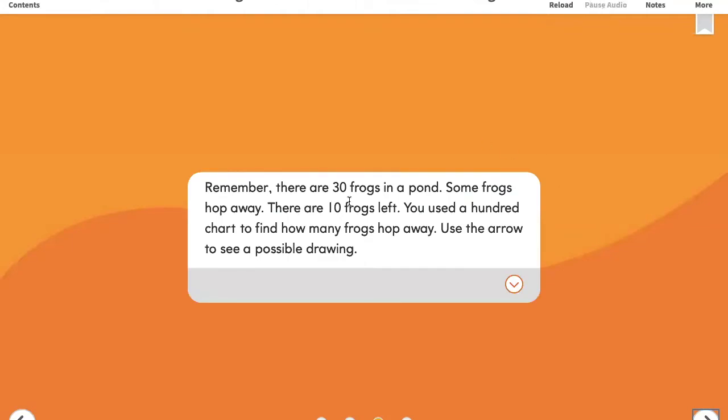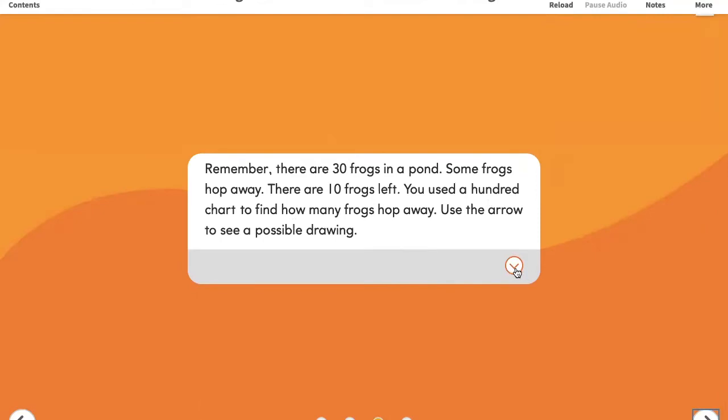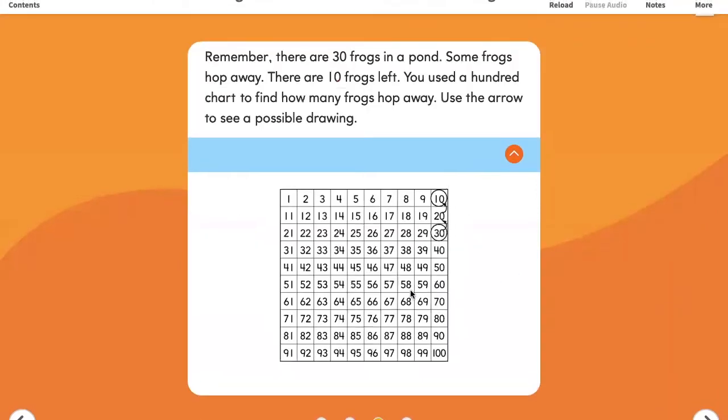Remember, there are 30 frogs in a pond. Some frogs hop away. There are 10 frogs left. You used a 100 chart to find how many frogs hop away. Use the arrow to see a possible drawing. So they started at 30. They hopped 1, 2 to get to 10.